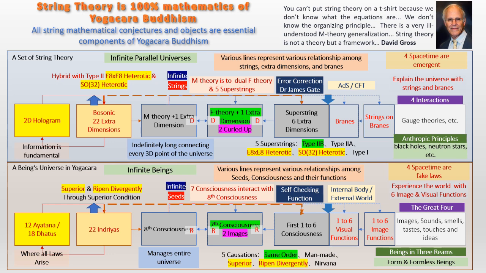There is one point in this diagram which was not covered. Dr. James Gates has a version of string theory which doesn't have extra dimensions. But he found error correction codes. In Yogacara Buddhism, this is part of the functions of consciousness, which is self-checking.